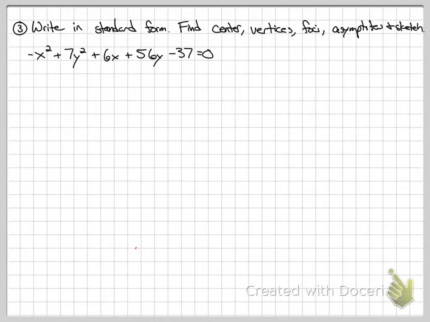Group your x's and group your y's, but let's look at this. The x is negative. We like our hyperbola equations to have the negative in the middle. So let's group it with the y's first. Move the 37. Okay, now see if you can complete the square. See how far you can get.